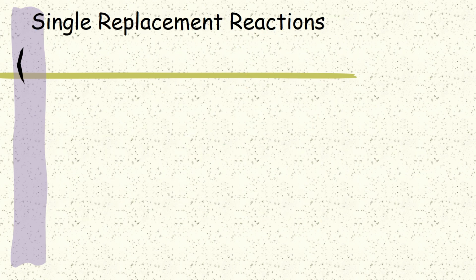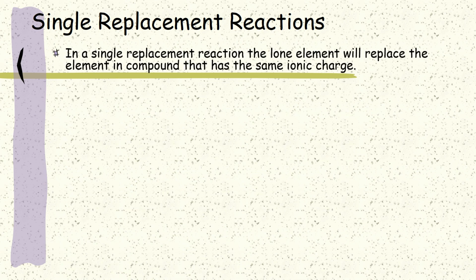All right. So we're focusing on single replacement or single displacement reactions today. In a single replacement reaction, the lone element will replace the element in the compound that has the same ionic charge. So, if the element by itself is going to replace the element that has the same type of ionic charge, what type of compounds do you think we're going to be dealing with in single replacement reactions?